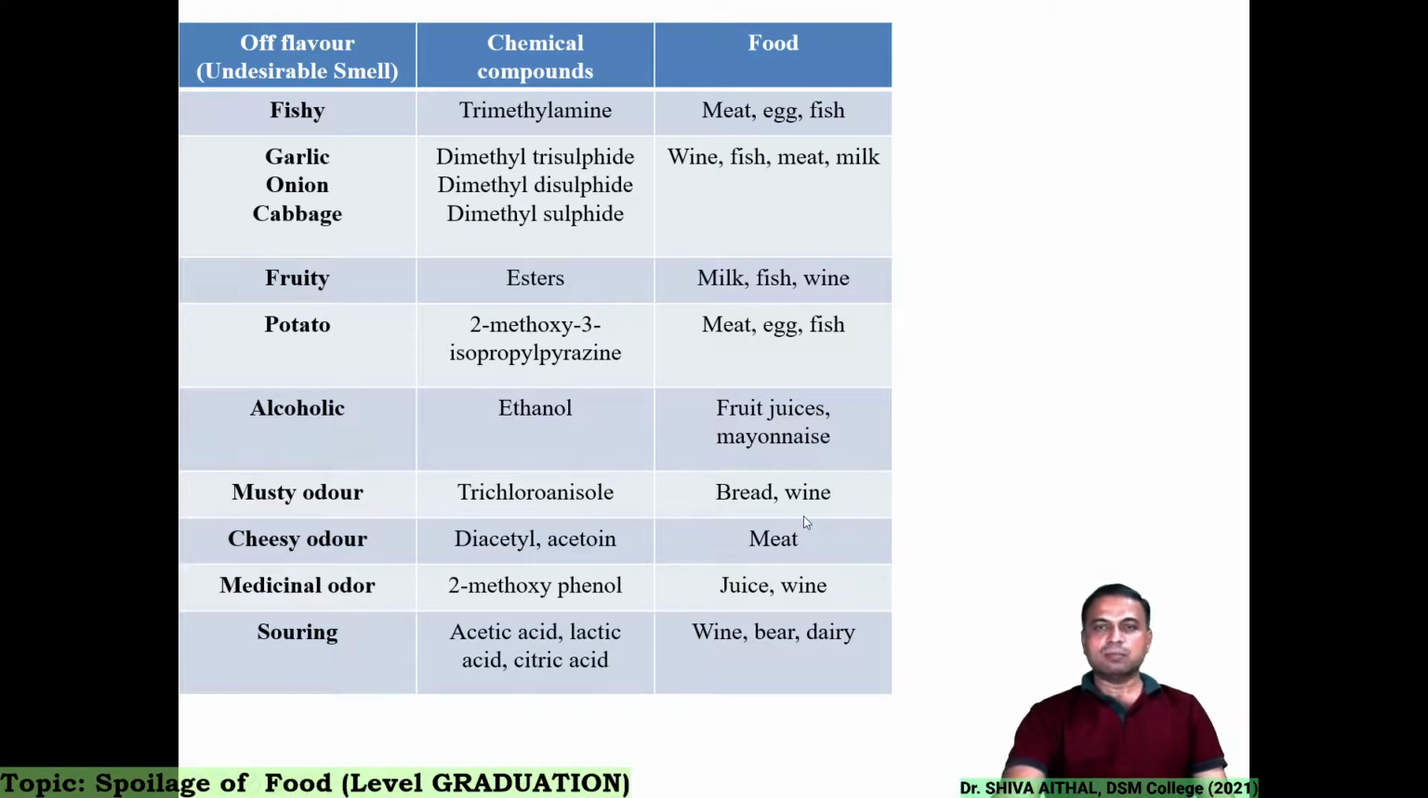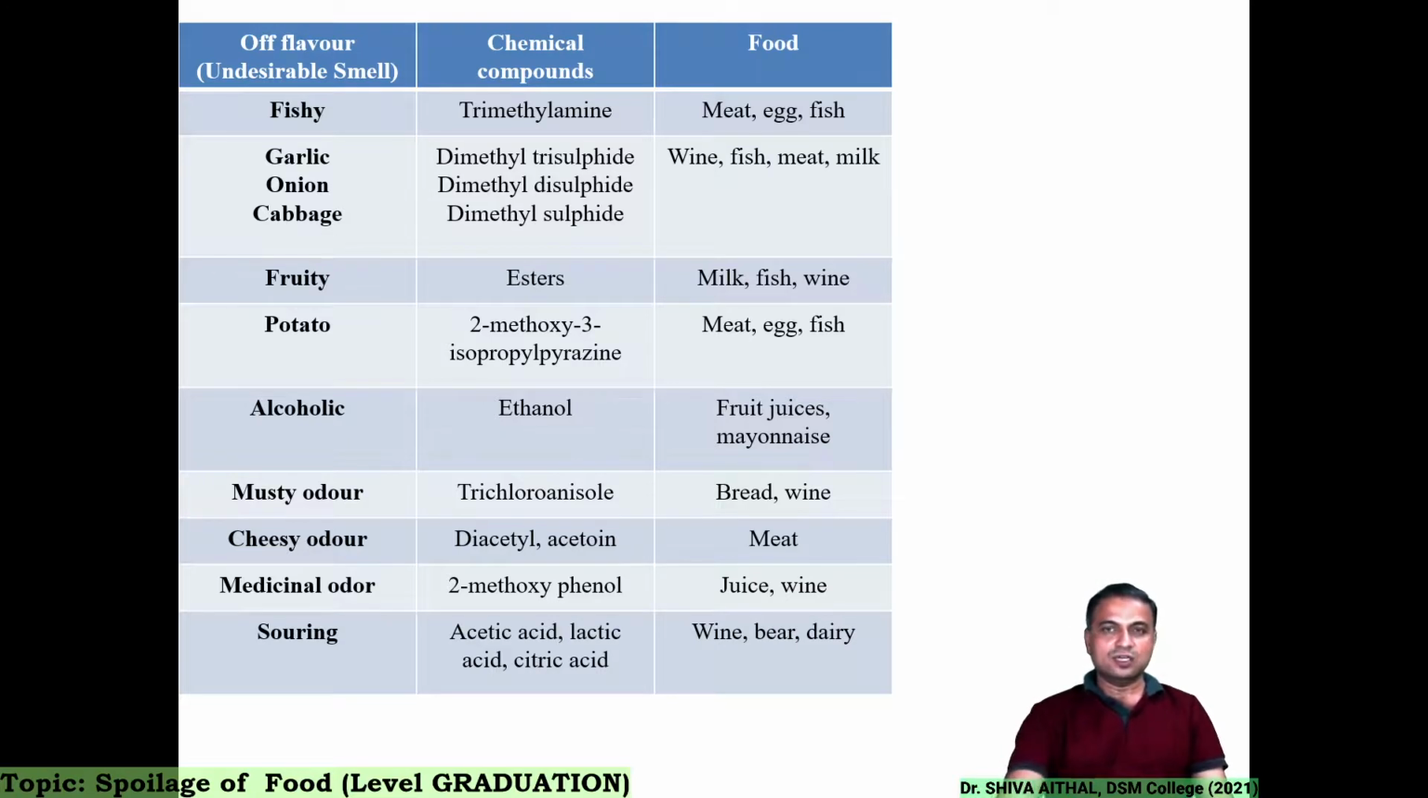Musty odor in bread and wine. Cheesy odor by meat, that is trichlorophenol, trichloroanisole, then diacetyl, acetoin. Medicinal odor in juice and wine. There are certain juices which give a medicine like flavor. That is due to 2-methoxyphenol, which is a chemical produced due to some sort of metabolism which we saw in the last slide.